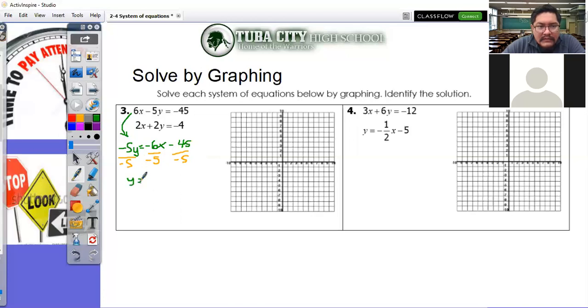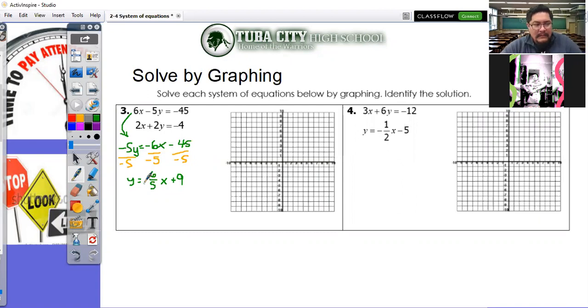Y equals, looks like we have 6 over 5x. And now here we have 45 divided by 5, and they're both negative. And since they're both negative, that means it's going to become a positive, so positive 9. And it looks like we're pretty much done with this one here. So I guess we're ready to graph this then.